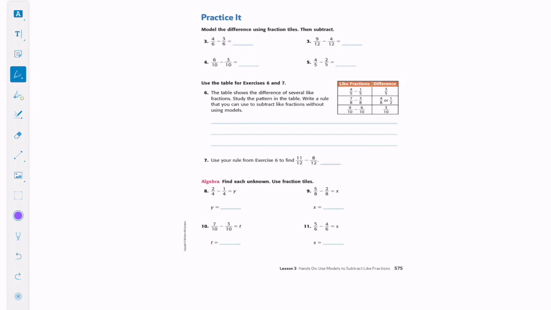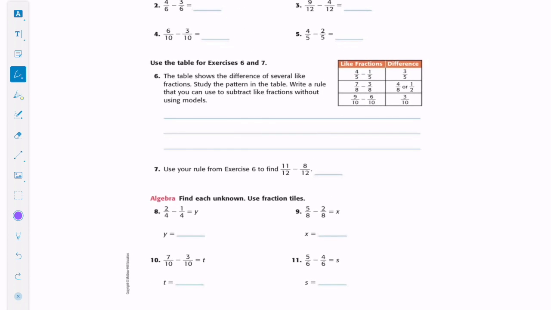Okay, guys, get your red pen or colored pencil or something other than your regular pencil to grade 575, 576 with me. This is subtracting like fractions. What is the similarity between adding like fractions and subtracting like fractions? How are they the same? Good. We only deal with the numerators, right? And we leave the denominators alone.